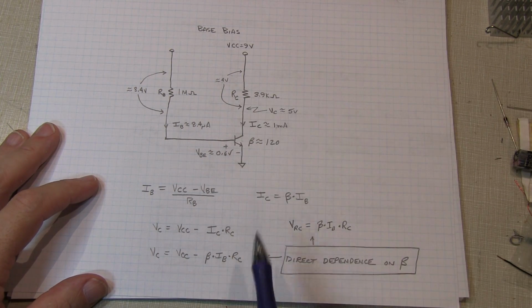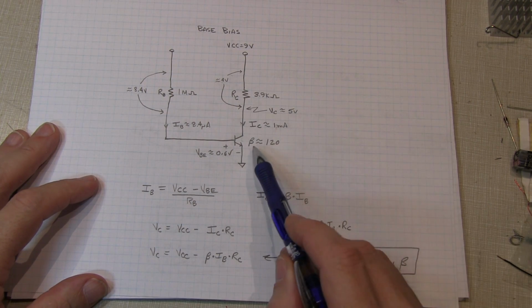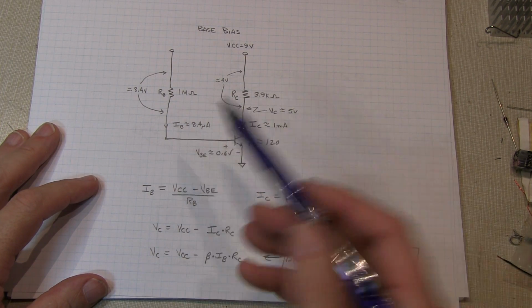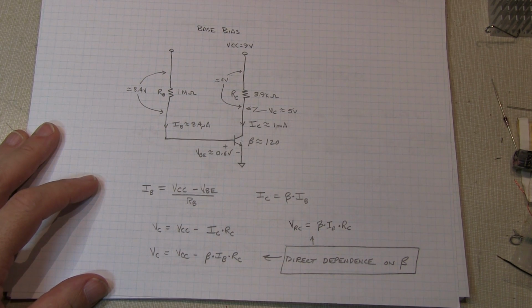And of course, given that this voltage drop here is entirely dependent on the collector current, which is just beta times IB, you have a direct dependence of the voltage across that collector resistor on beta. So a change in beta is going to cause a change in that collector voltage. Very simple, and it's why it's really the worst choice to use to make a circuit that is independent of beta.